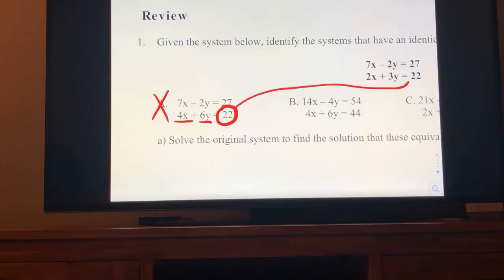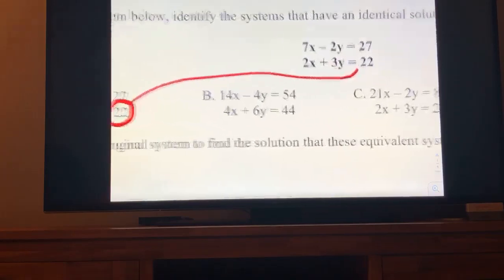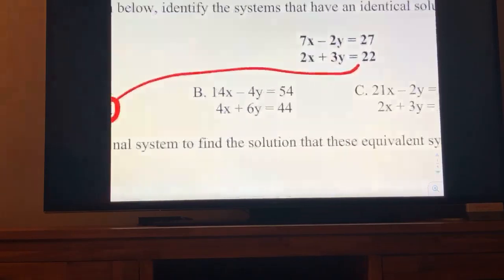Okay, for B, it appears that the top equation has been multiplied by 2 all the way across. 7 became 14, -2 became -4, and 27 became 54. So that's good. The bottom equation also looks like it got multiplied by 2. This would have the exact same solutions. It's the same system. It's just been multiplied by something.